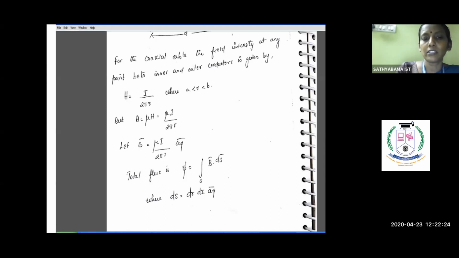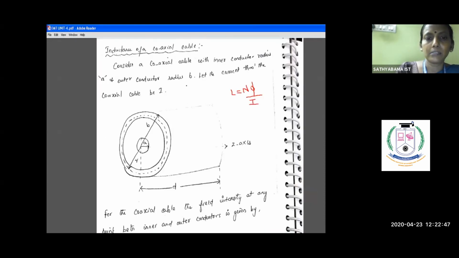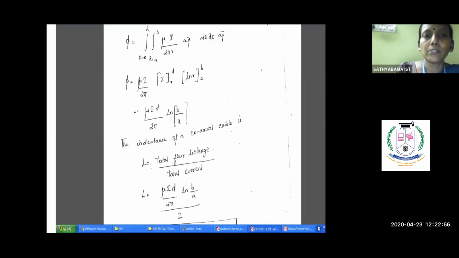Now substituting both the B equation and dS equation in phi, in the next slide, you can just see it is mu I by 2 pi R a phi dr dz a phi here. And the limit of dr is going to be from a to b, and the limit of Z is going to be 0 to d here. d is nothing but, go back to the diagram, length of the coaxial cable. I have indicated in the diagram here d. So your Z is going to be 0 to d here.